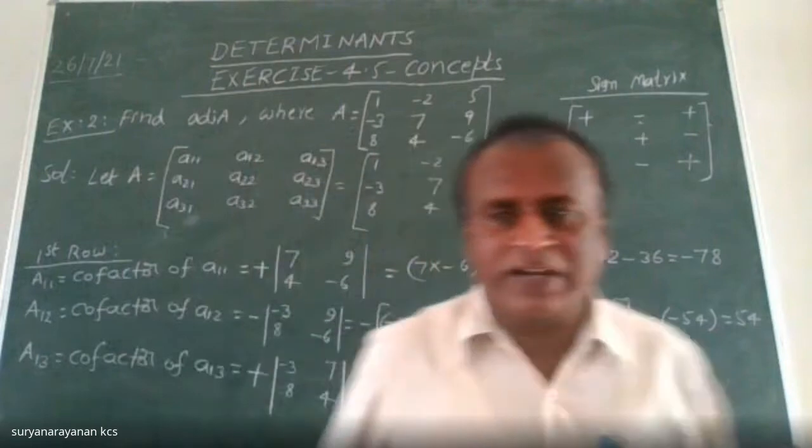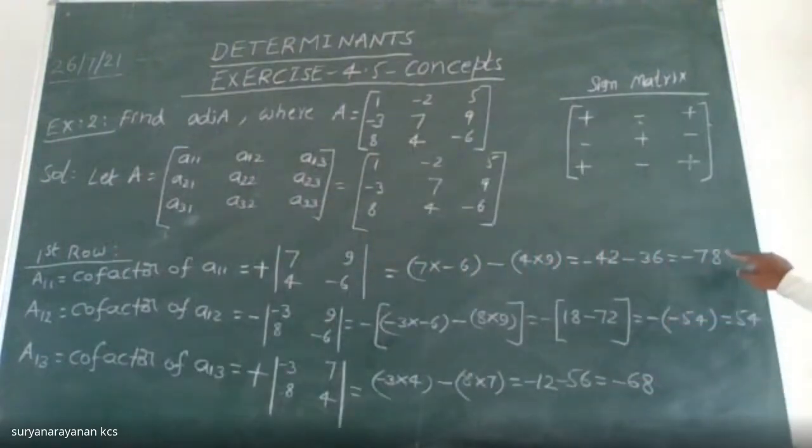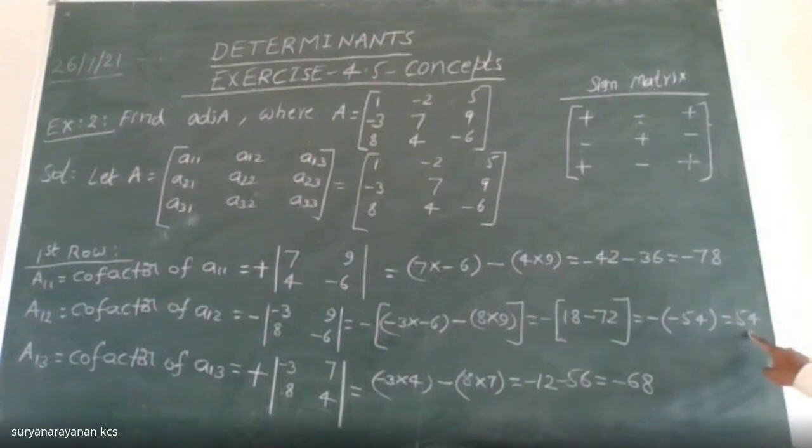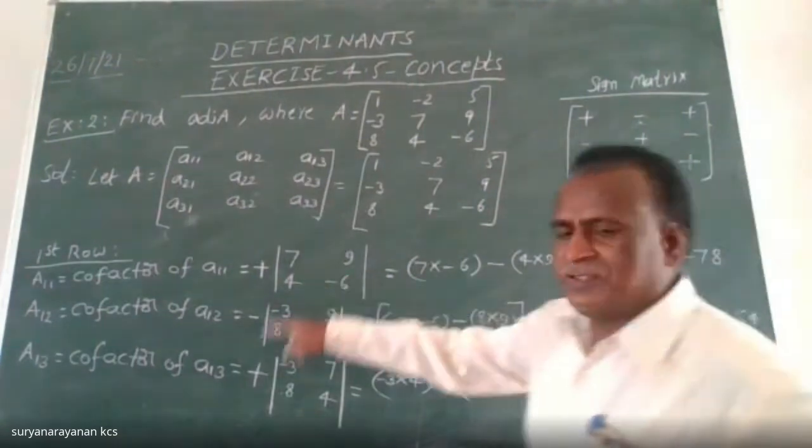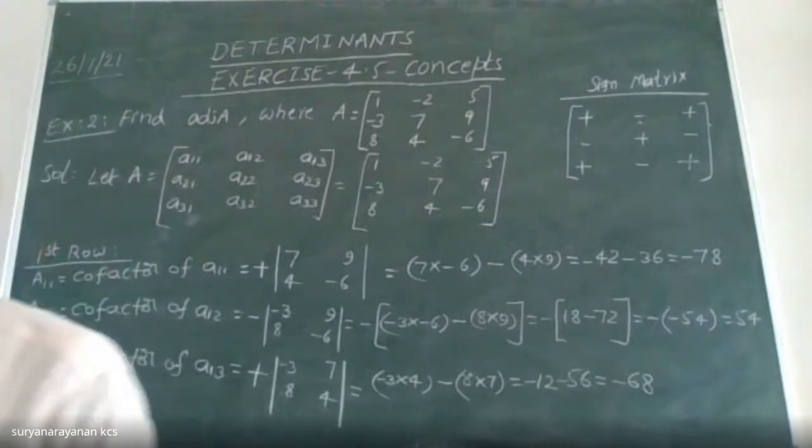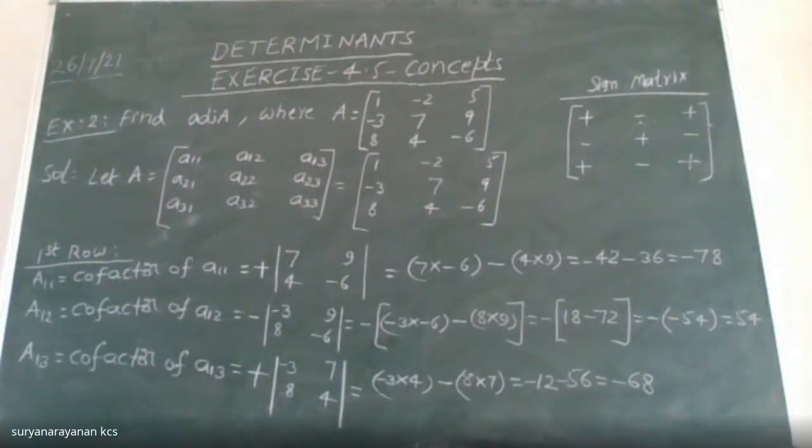Understood these cofactors in the first row? Cofactors of the elements in the first row: minus 78, 54, minus 68. These 3 are cofactors of the elements in the first row. Understood these points, my children?